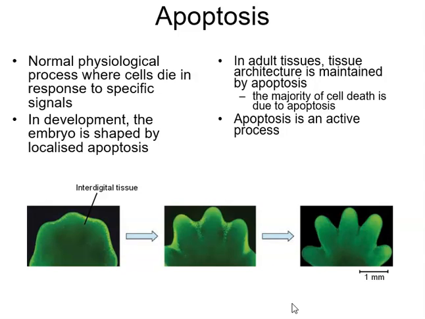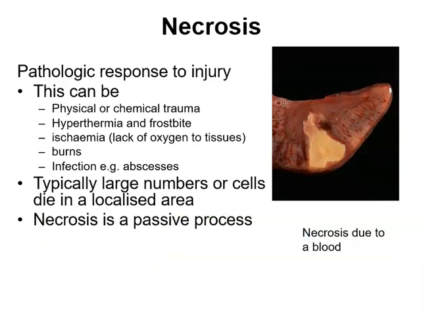Now in adult tissues, tissue architecture is mainly maintained by apoptosis, so where death is required, it tends to occur due to apoptosis, and apoptosis is an active process. In contrast, necrosis is a pathological response to injury, and this can be anything, some sort of physical or chemical trauma. Hypothermia, frostbite will cause necrosis. Basically, they will cause the cells to lyse and burst open, as does physical heat and chemical trauma.